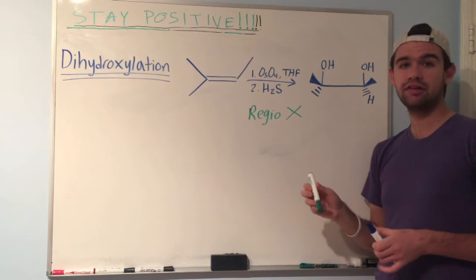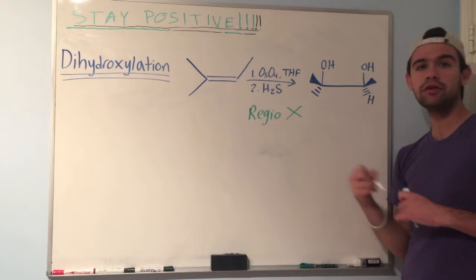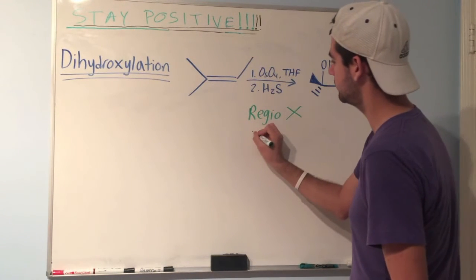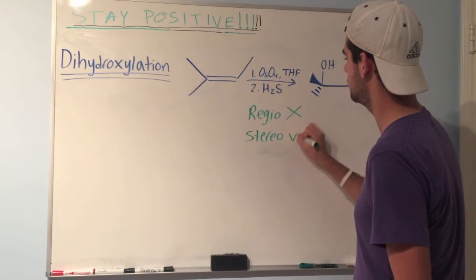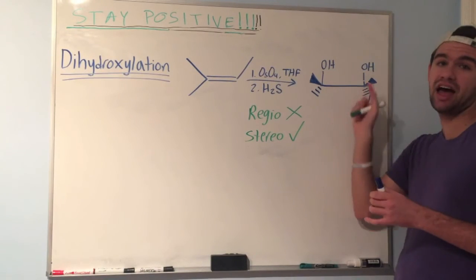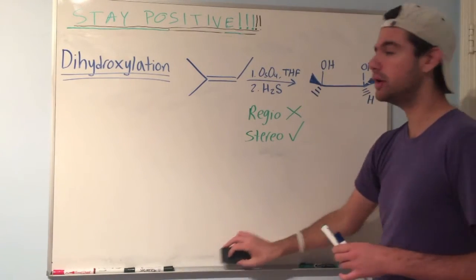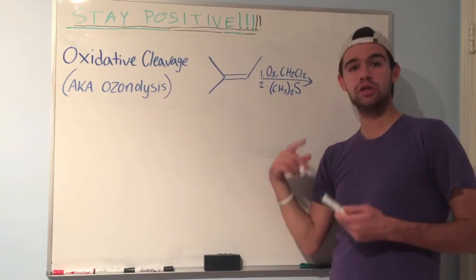In terms of stereospecificity, notice that the two OH groups are syn to one another, so yes, it is stereospecific. And it involves syn addition, right? And you end up with a vicinal diol, okay? Let's keep going. All right, the next type of reaction is called oxidative cleavage, also known as ozonolysis.